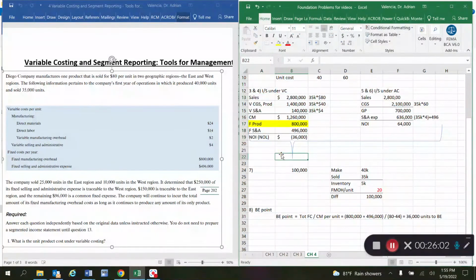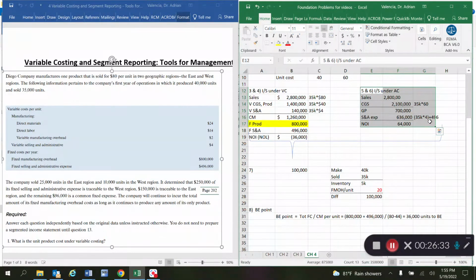Look how here we get a loss of 36,000 because of the fact that we only sold 35,000. By the way, it just happens to be that this is 36,000 and this is 36,000. Please don't mix them up, okay? This is a loss of 36,000 when we sell 35,000 units. But if we were to sell 36,000 units under variable costing, this would be zero. Net operating income would be zero. That would be the break-even point. All right? So that's why we get this little distortion here.